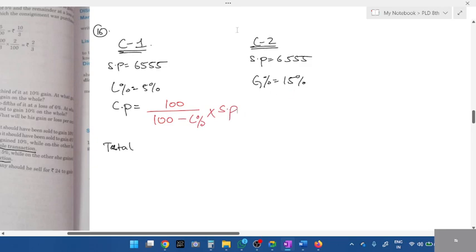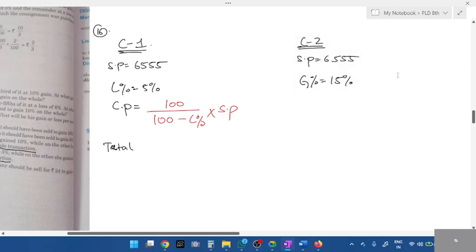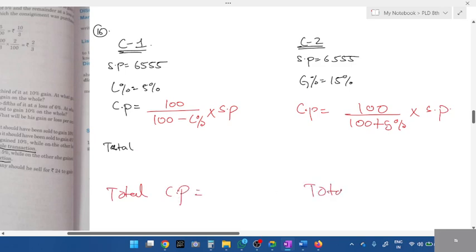Tell me the second one for the second camera. Very good. 100 plus gain into selling. So calculate this, students. I want you all to find out total cost price value. Okay, 1310. Fine. Total selling price, total cost price. Two products, add both. Once you calculate this, check whether it's a loss or profit, students.